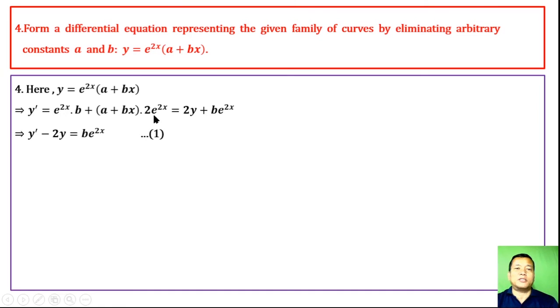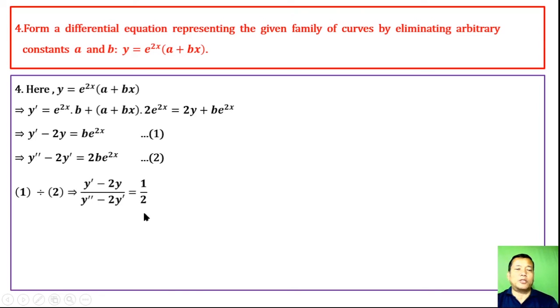Putting standard values, we get 2y plus b e to the power 2x. Again, differentiating and putting this in the simplest form, we get equation 1. Differentiating equation 1 with respect to x, we get y dash, minus 2y dash, and 2b e to the power 2x, which is equation 2. We have to eliminate b from 1 and 2. Dividing equation 1 by equation 2, the left becomes this by this and the right becomes 1 by 2. Cross multiplying and transferring, we get the required differential equation.